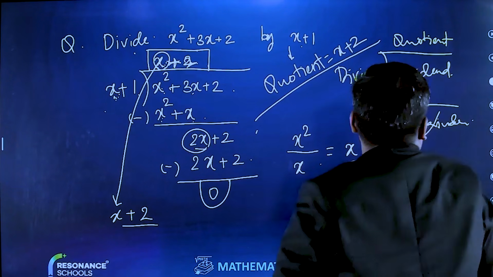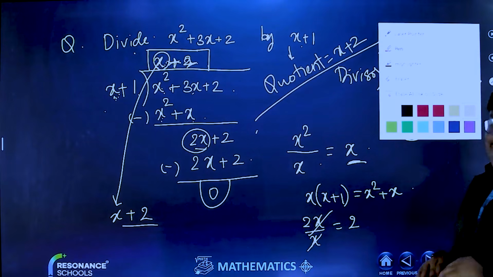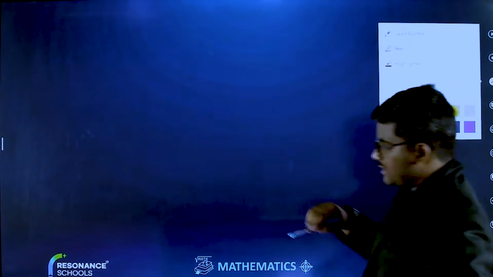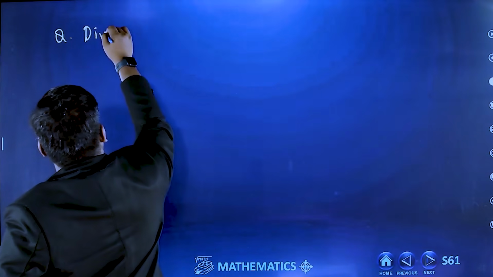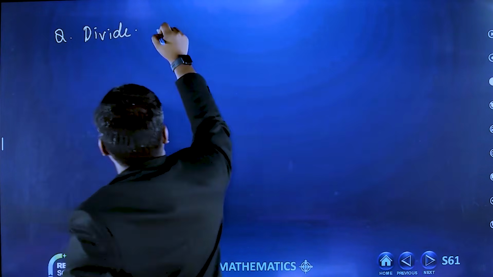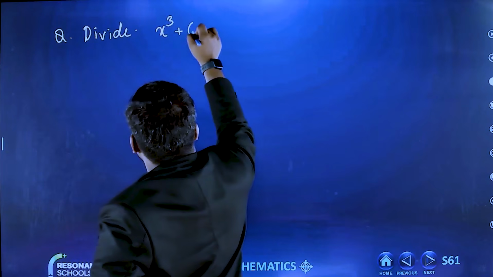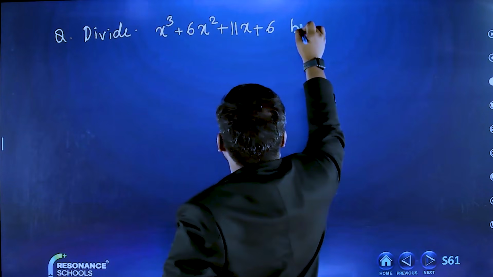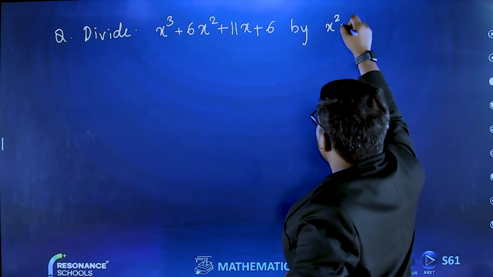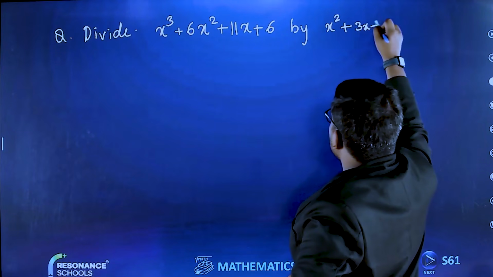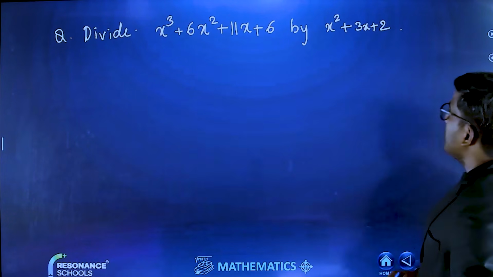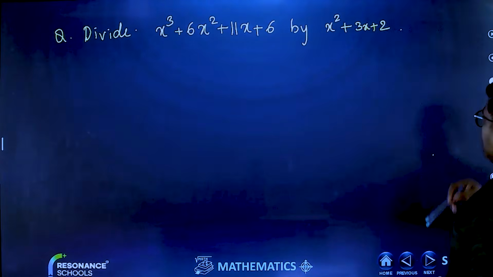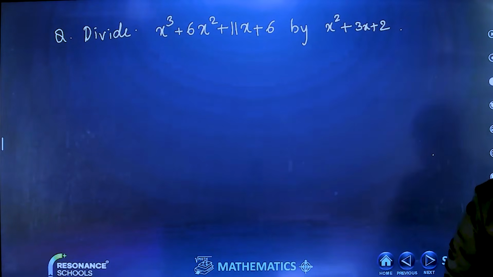We'll proceed with the next example. With that, we'll close the division of polynomials today. Yes, I want you to perform the following division. Divide x cube plus 6x square plus 11x plus 6 by x square plus 3x plus 2. I want you to perform this.